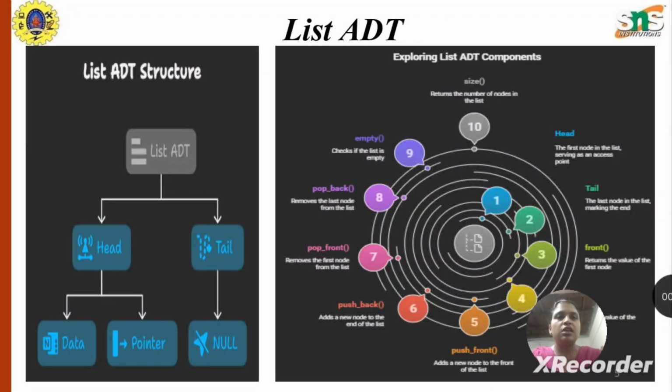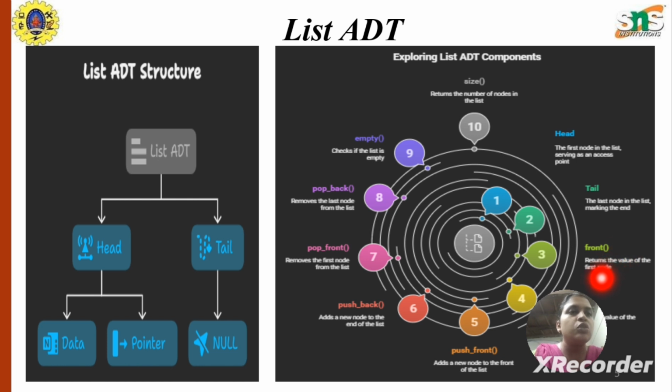Hi all, this is the continuation of the previous video. We were seeing about the abstract data type, and we saw the list ADT structure and a short introduction to it. Now we are going to see what the list ADT components available in the structure are. The first one is head node. The first node in the list, serving as an access point, is called head node. The second is the tail node, that is the last node in the list, marking the end of the list.